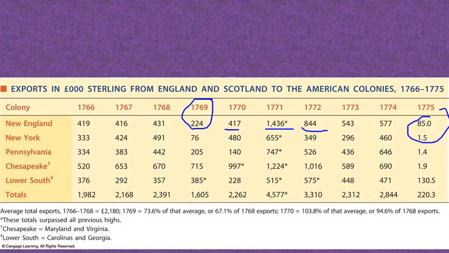New York shows a very similar pattern. After we've got the Townshend duties, they enact the boycott, the non-importation agreements, but then the colonists are right back up again, spending money that they don't even have.